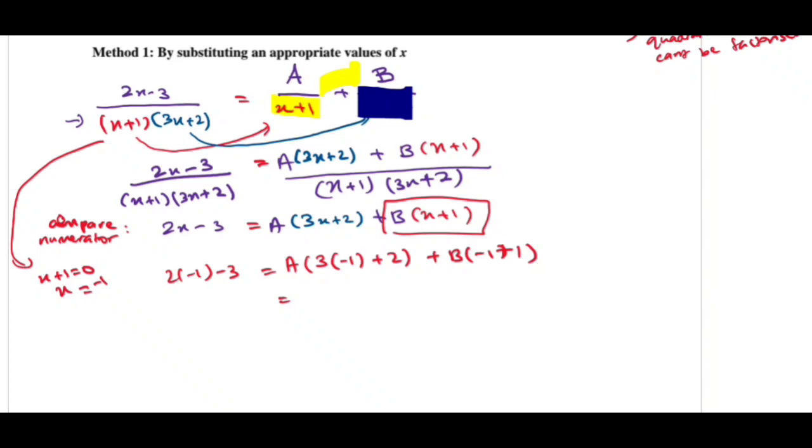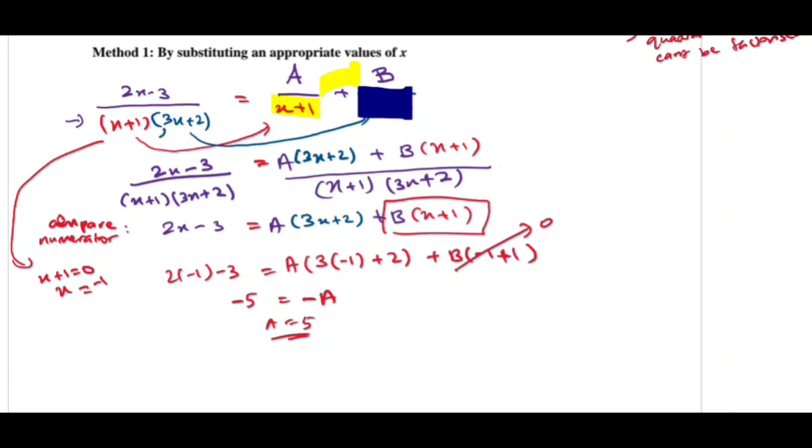Like that. As you can see, negative 1 plus 1 is 0. So what's left is negative 3 plus 2. So this is just negative a, and on the left side, you can solve this, you get negative 5. So what's a? A is 5. It's that simple.